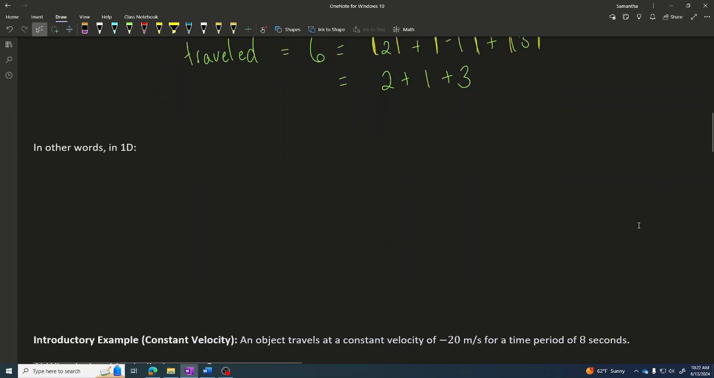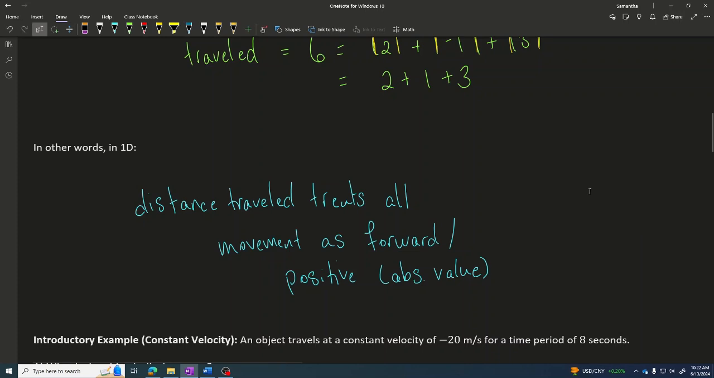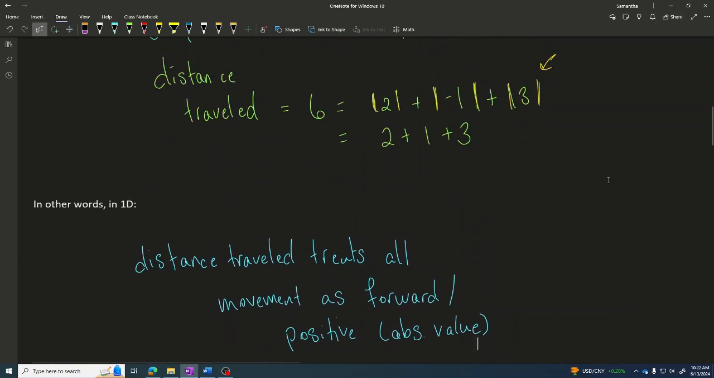So in other words, in one-dimensional space, distance traveled treats all this person's movement as if it were in the forward direction. Or put another way, it treats all the movement as if it were positive. And mathematically, you could think about this as being sort of connected to an absolute value, because absolute value also sort of treats all numbers as being positive.